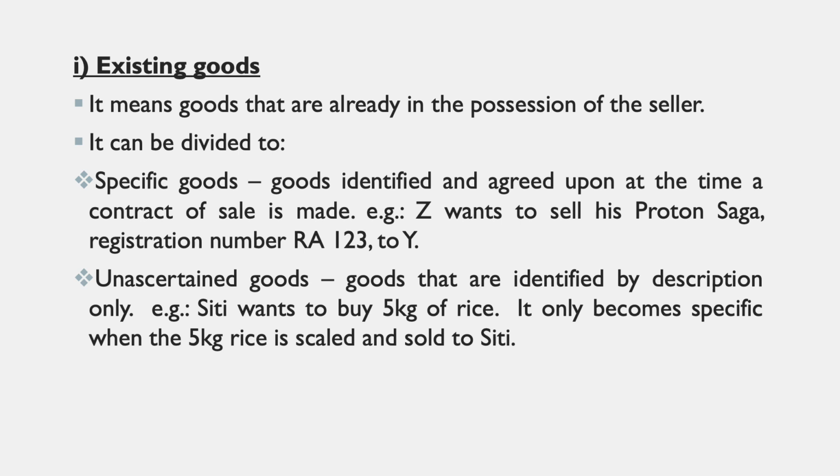First, the existing goods, which means goods that are already in possession of the seller. Existing goods can be further divided into specific goods, barang tertentu, and unascertained goods, barang yang belum ditentukan. Specific goods are goods that are identifiable at the time the contract is made. For example, let's say A enters into a contract to purchase a Mazda CX-5 with a registration number AA123 from B. Here, the good, i.e. the car, is identifiable at the time the contract is made. So it is a specific good.